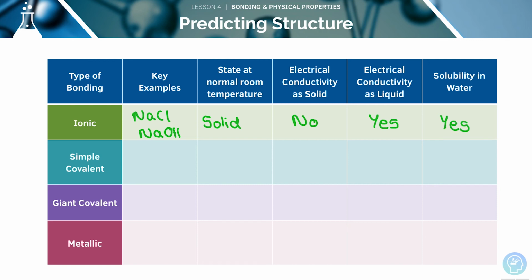Next, we'll look at simple covalent bonding. Our examples for this are H2O and CO2. At room temperature, these are mainly liquids and gases. They do not conduct electricity as solids, and they don't conduct electricity as liquids. Their solubility in water will vary.